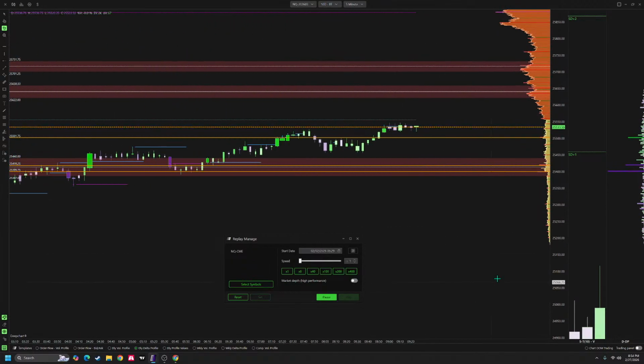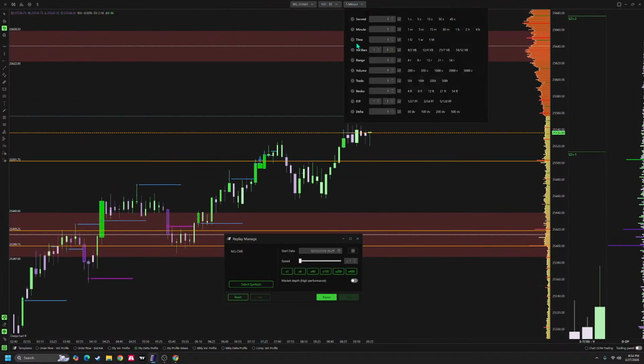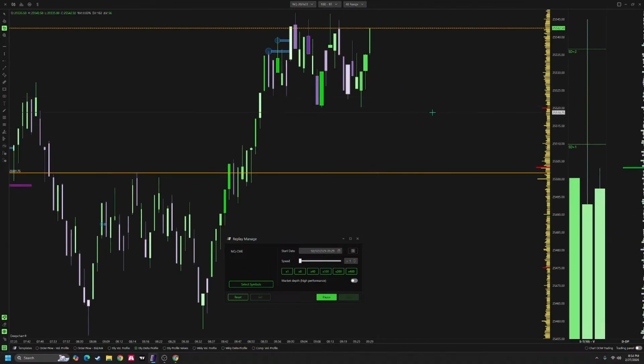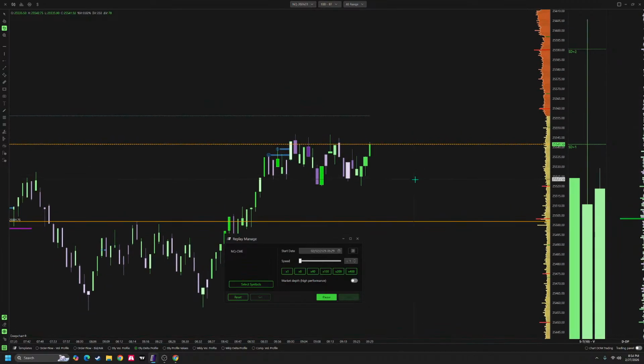And this is a 5-minute chart. What we're going to do is change it to a 40 range chart. So this means every 40 ticks, price creates a new candle instead of time. So it's going to move a lot faster with volume, so it'll print more candles.